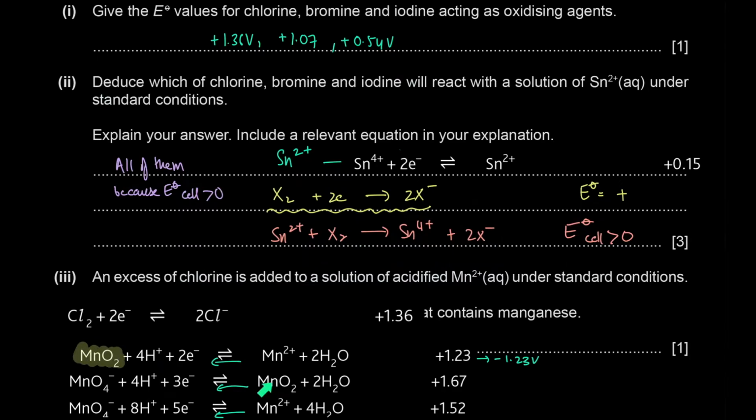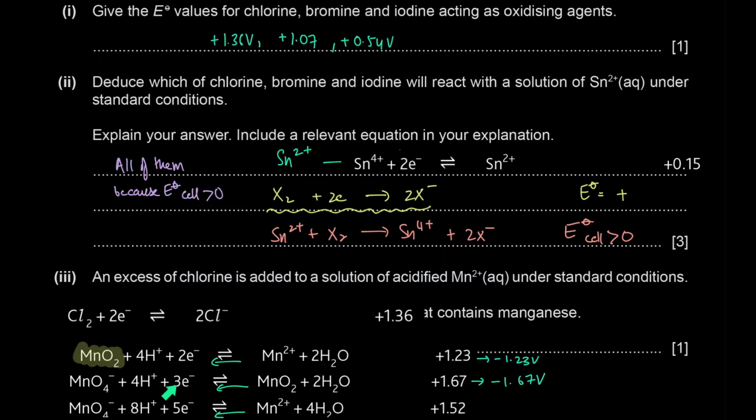Now, MnO2 over here cannot be further oxidized by chlorine, because for the oxidation of MnO2, again, we're looking at the backward reaction. The electrode potential is negative 1.67 volts. Now, reduction of chlorine is plus 1.36 and oxidation of MnO2 is negative 1.67. So plus 1.36 minus 1.67 will give us a negative EMF for the cell. So chlorine will oxidize Mn2+ to MnO2, but it won't be able to oxidize MnO2 to MnO4-.